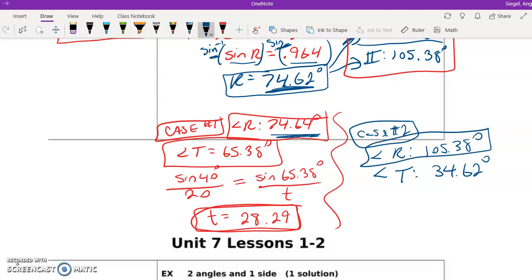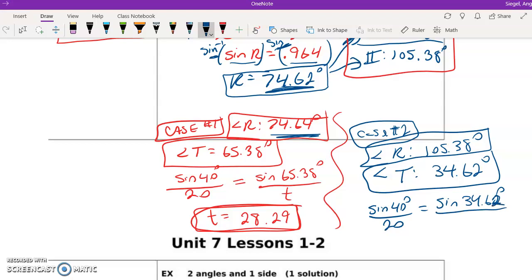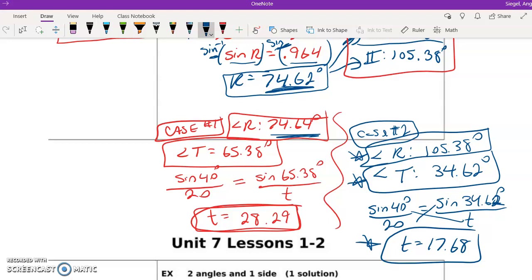So I have angle R, I have angle T, and now I'm looking for side length T. So I'm going to set it up the same way. I'm just using a different value for R. So I'm going to say the sine of 34.62 degrees, which is that angle T now, over T. Sorry, that looks hideous. And so again, I'm going to cross multiply and solve for T. And when you do that, if you do it correctly, you should get 17.68. So I have angle R, angle T, and side length T there.